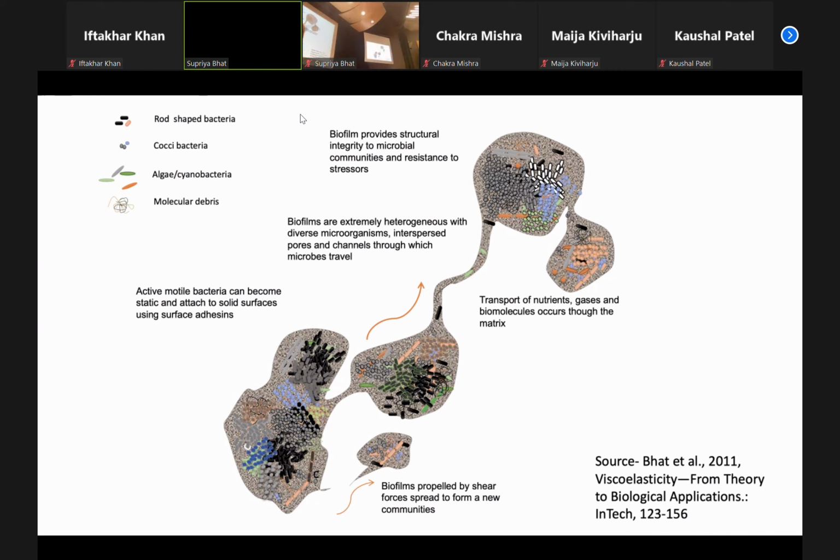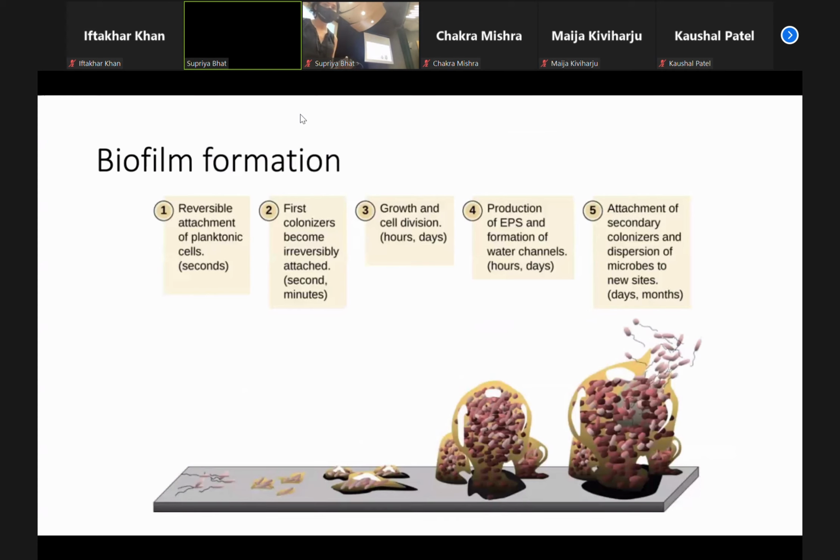It's got pores and channels, and then they show resistance to disinfecting agents and antimicrobial agents. And then, yeah, they could be made with algae, cocci, rod-shaped bacteria, sometimes even fungus, really complex communities. Yeah, I kind of went through it.